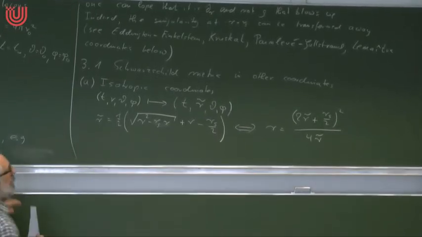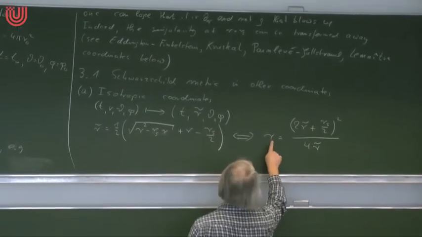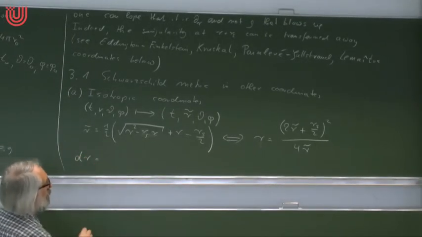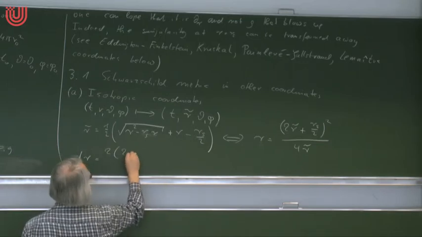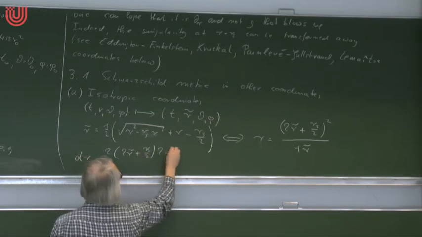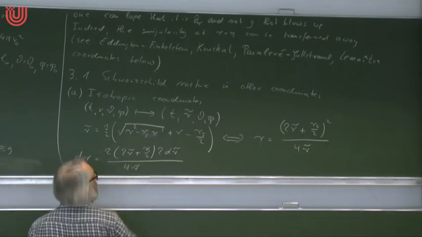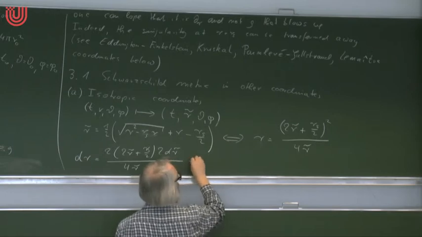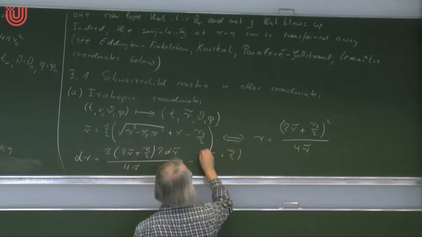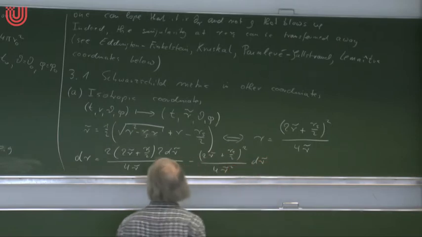So what I need is, I have to replace in the metric the r by this expression. I also have to replace the dr. So we have to calculate the dr. Let me see if I can do this. 2 times (2r tilde plus rs half), times 2 dr tilde, that's the derivative of the numerator, right? Divided by 4r tilde. And now minus, I differentiate this here: (2r tilde plus rs half) squared divided by 4 r tilde squared, dr tilde squared.